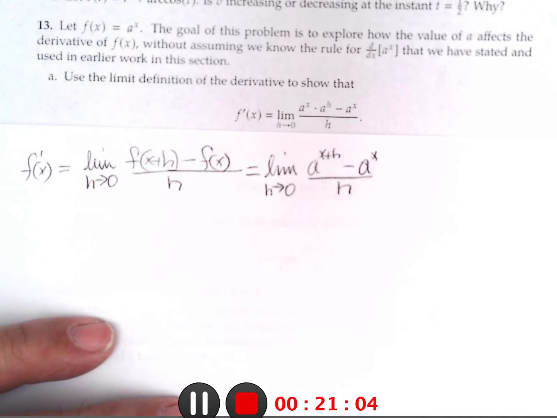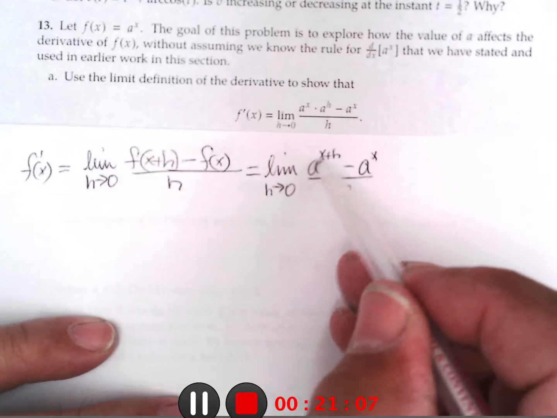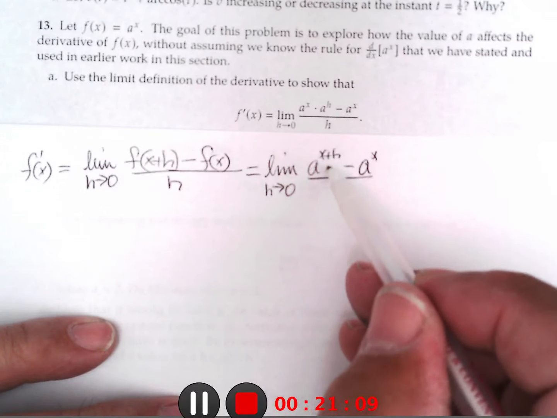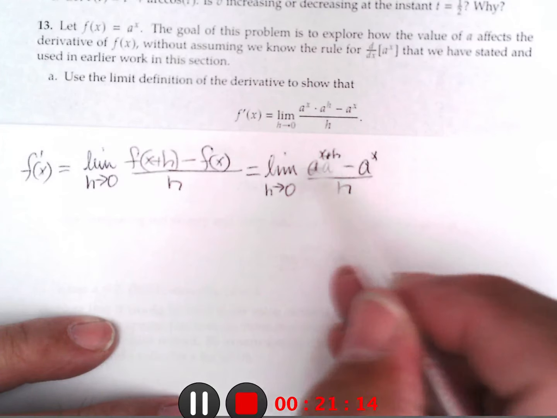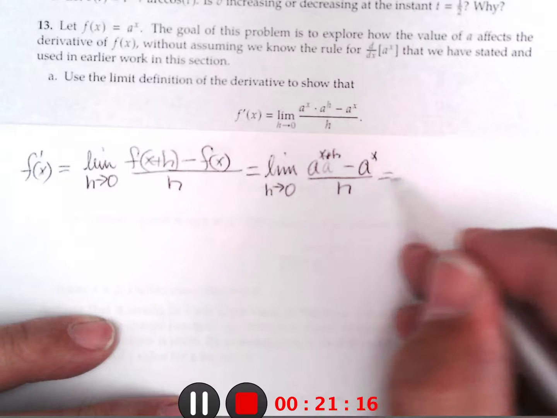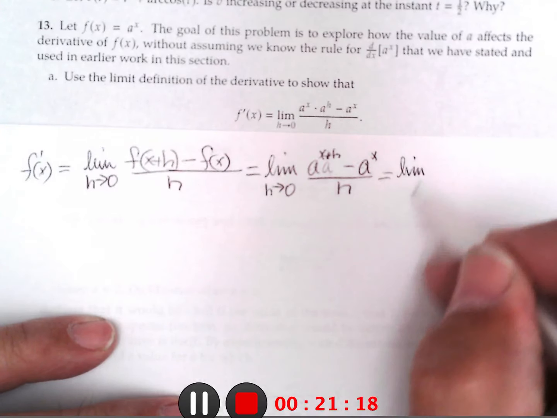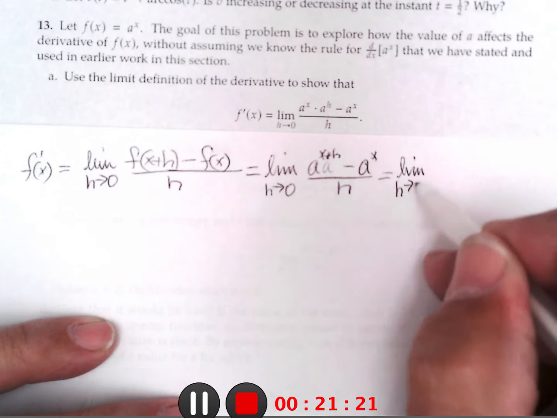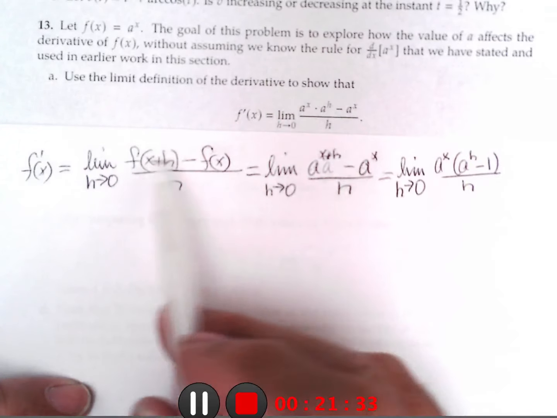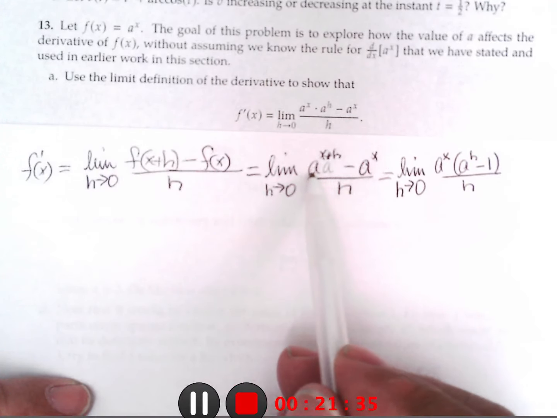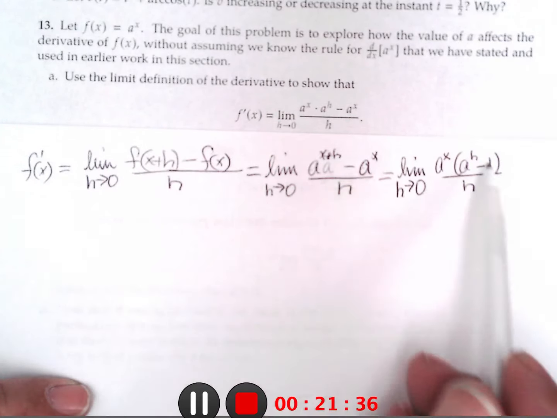Well, this splits up into a to the x and a to the h. And so there's an a to the x in both, so I can pull that out, and I can get the limit as h approaches 0 of a to the x times a to the h minus 1 over h. Now I did that with x to the 6 instead of a to the 6. So this is a more general thing. Okay?